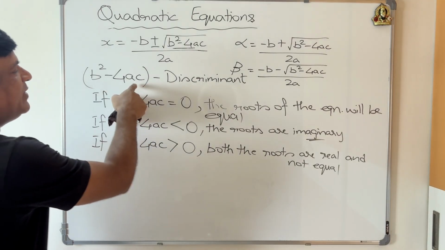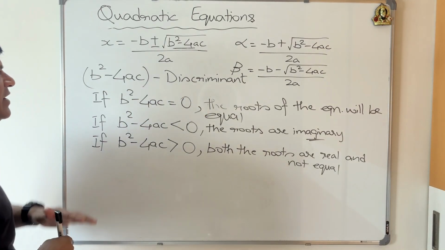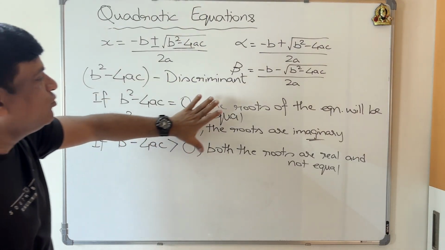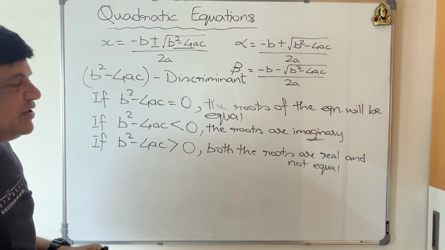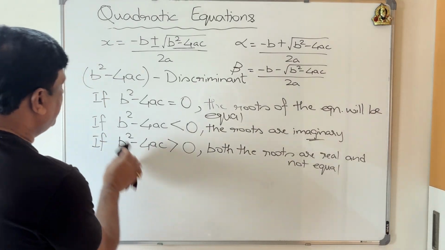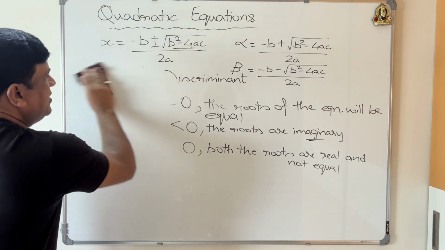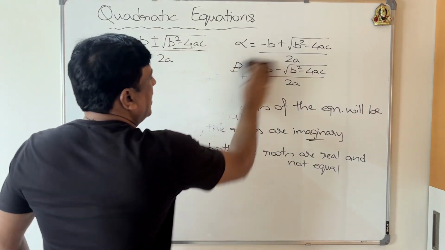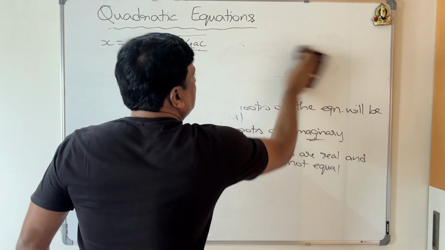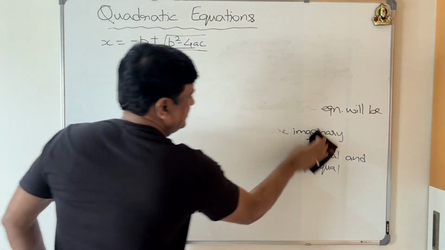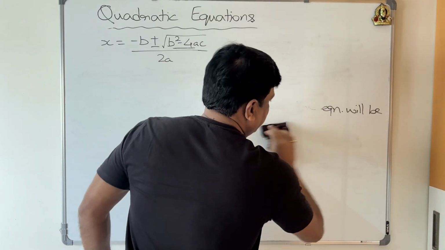So b square minus 4ac is known as the discriminant. Just by evaluating this value, you'll be able to know what the roots are going to come out to be. And you can tell upfront by looking at the quadratic equation whether it is solvable or not. Another thing which you need to remember is the sum of roots and product of roots. So let me explain that.